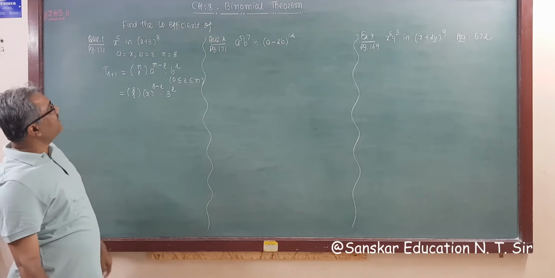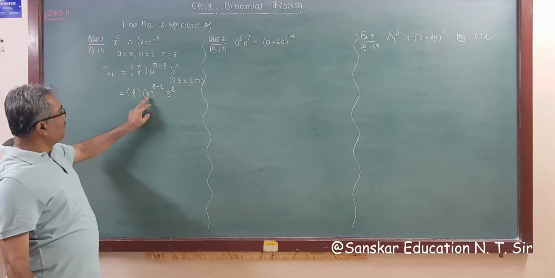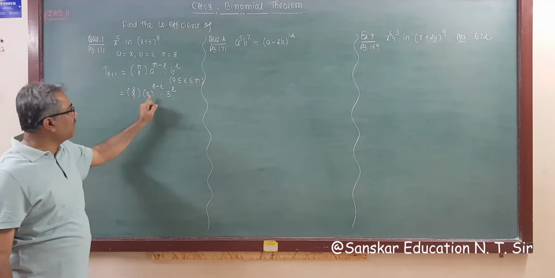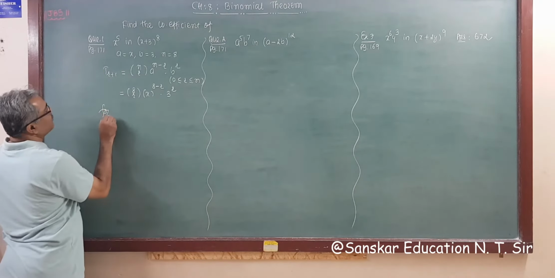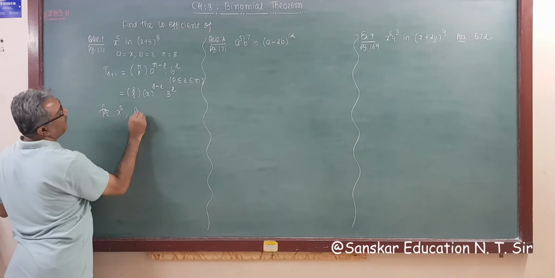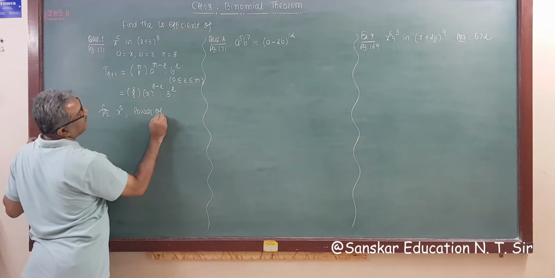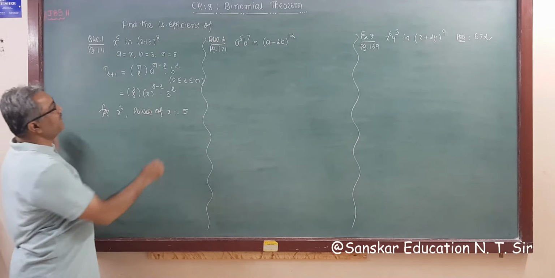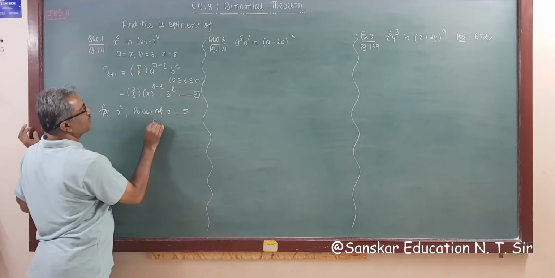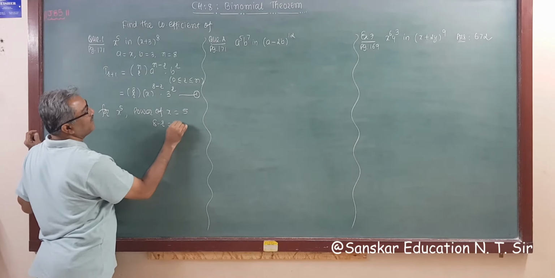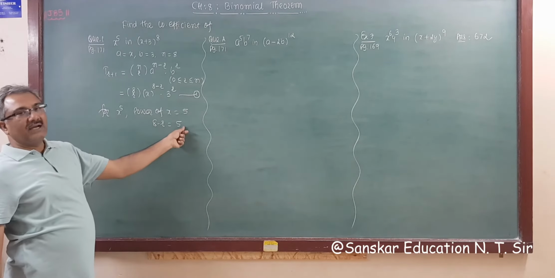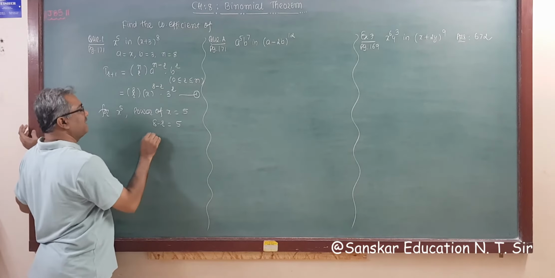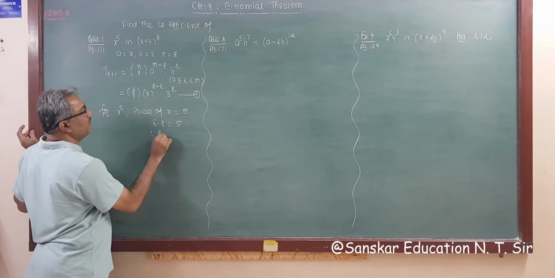Right? Now which term is required? X raised to 5. So the power of x is 5. So only one term contains x raised to 5. So for x raised to 5, the power of x is equal to 5. So what is the power of x here? 8 minus r in equation number 1. So 8 minus r is equal to 5. What is r? R equal to 3. Taking r to the right hand side, it becomes plus and this becomes minus. So r is equal to 3.